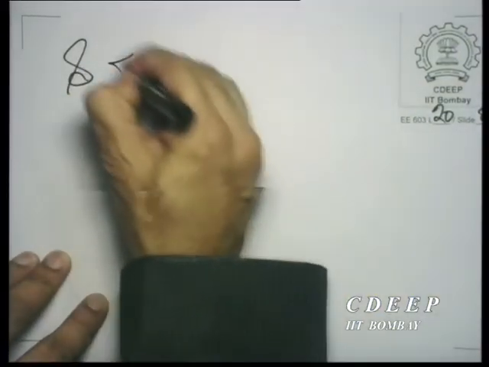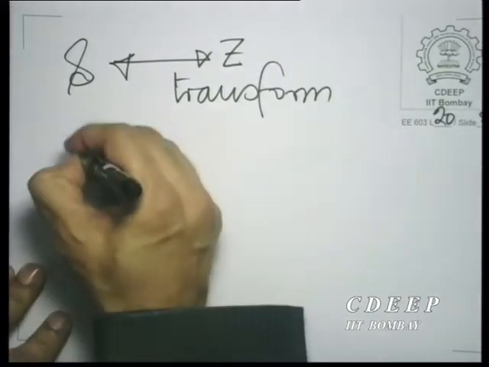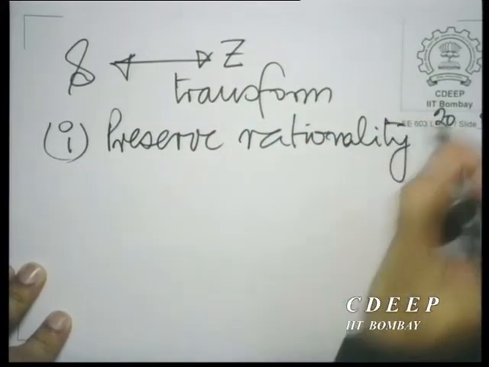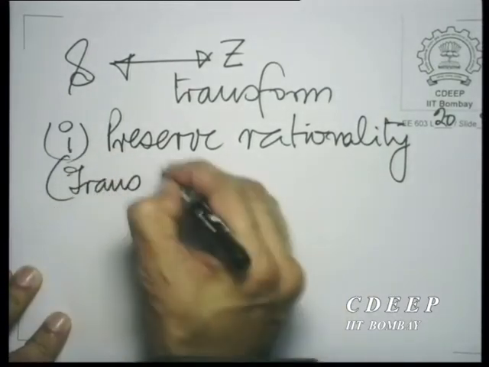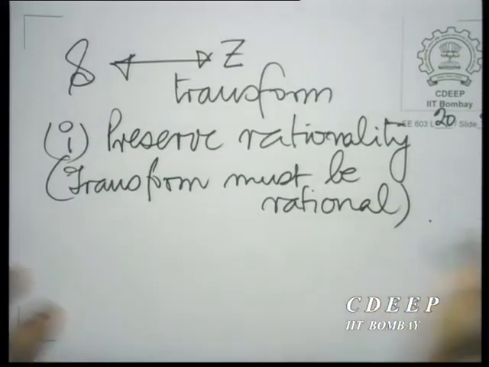In fact, the S to Z transform should do the following: preserve rationality. That means the transform should be rational on its own. You see, because an analog filter system function is expected to be rational. Rationality corresponds to realizability even in the analog domain. So, the analog system function itself is expected to be rational. Now, you want to retain that rationality when you go into the discrete domain by making an S to Z transformation. So, the only way you can do it is if you replace S by a rational function of Z. So, that transformation must be rational.